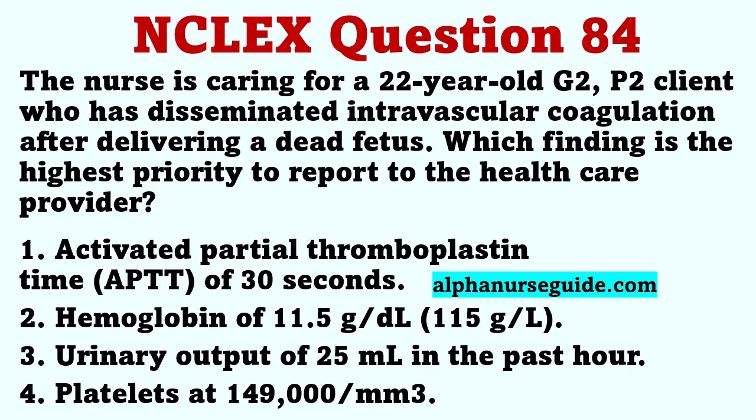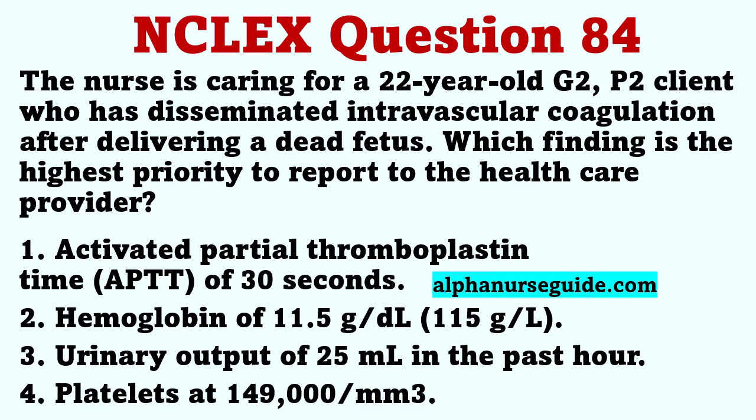The nurse is caring for a 22-year-old G2, P2 client who has disseminated intravascular coagulation after delivering a dead fetus. Which finding is the highest priority to report to the healthcare provider? 1. Activated partial thromboplastin time of 30 seconds. 2. Hemoglobin of 11.5 grams per deciliter. 3. Urinary output of 25 milliliters in the past hour. 4. Platelets at 149,000. The correct answer is 3.